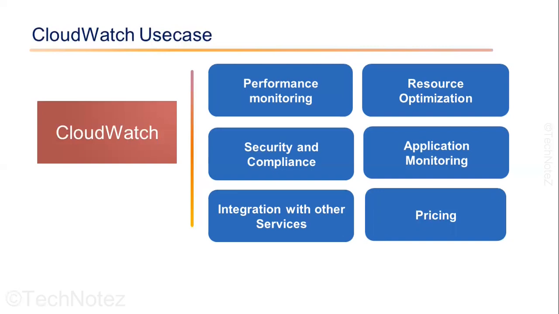AWS CloudWatch is a powerful monitoring service that enables you to collect, view, and analyze metrics, logs, and events from AWS resources and applications. By using CloudWatch, you can monitor the performance and behavior of your AWS resources and applications, troubleshoot issues, optimize resource utilization, detect and respond to security events, and ensure compliance with regulatory requirements. We will demonstrate how to use CloudWatch for monitoring the applications and resources in your AWS account.